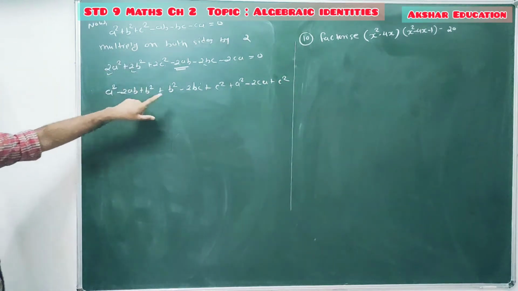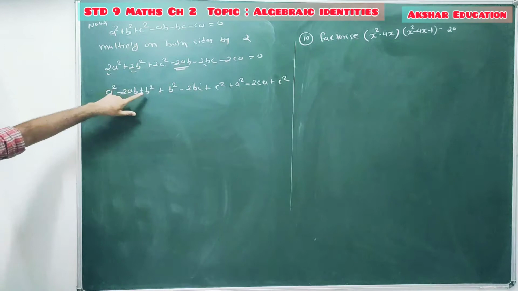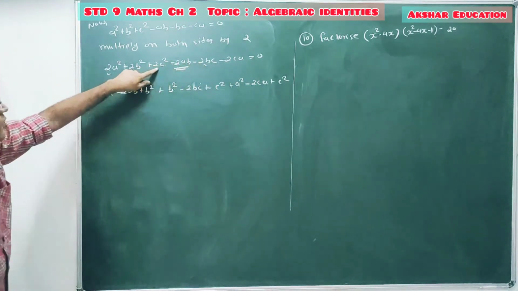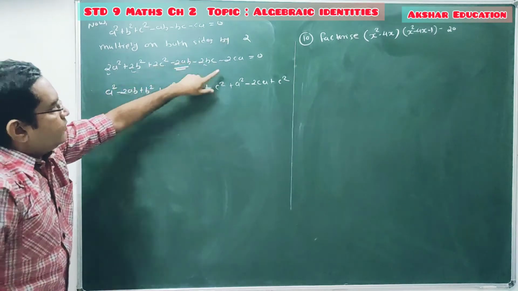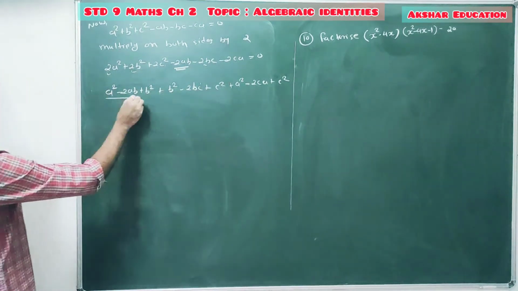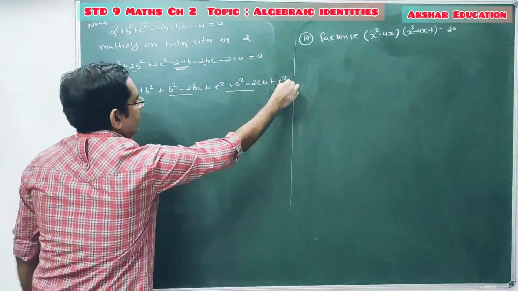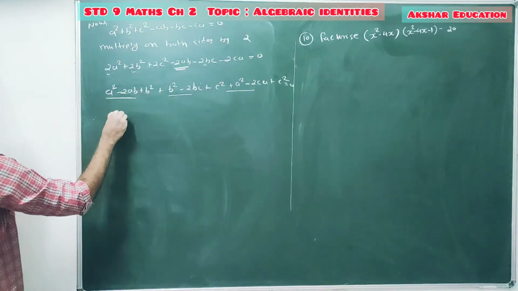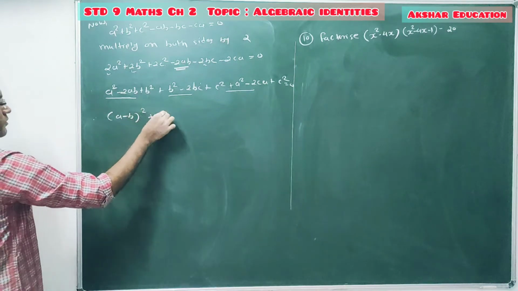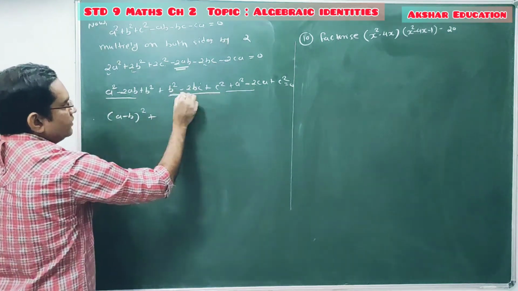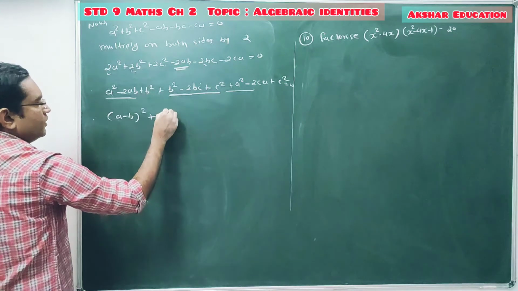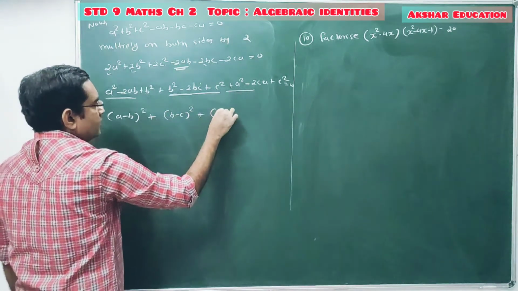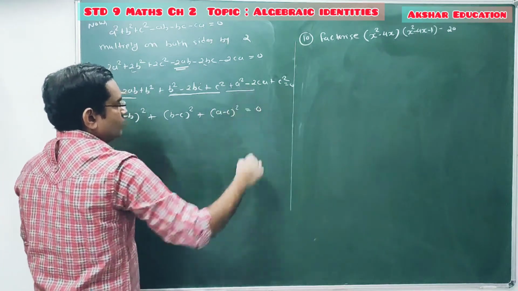So this a square plus a square is 2a square, b square plus b square is 2b square, and this c square plus c square is 2c square, minus 2ab, minus 2bc, minus 2ca. Clear? This is equal to 0. So first term is a square minus 2ab plus b square, which is a minus b whole square, plus this one is b square minus 2bc plus c square, which is b minus c whole square, plus this one is a minus c whole square equal to 0.